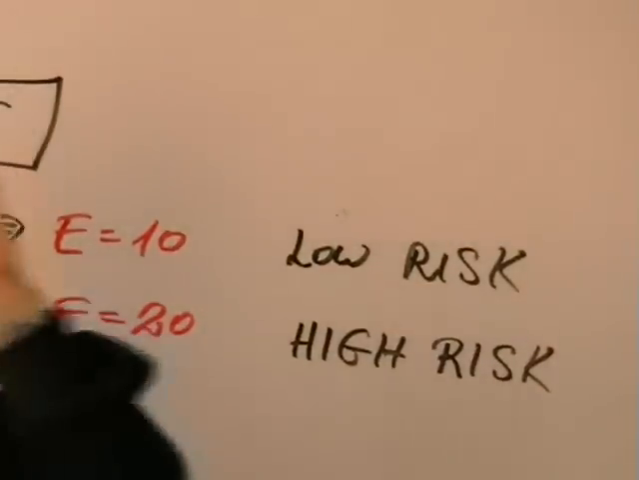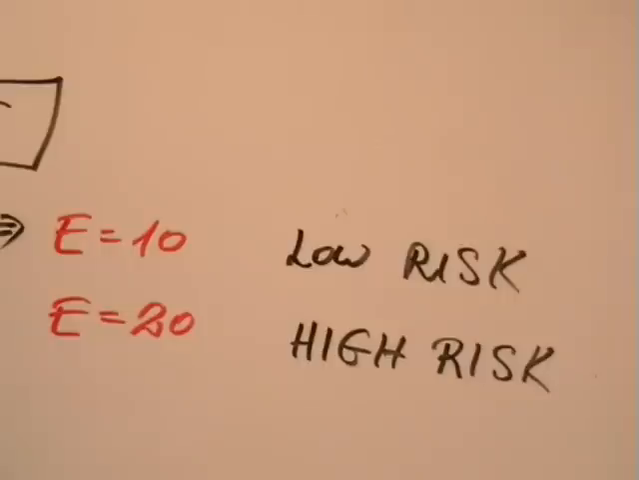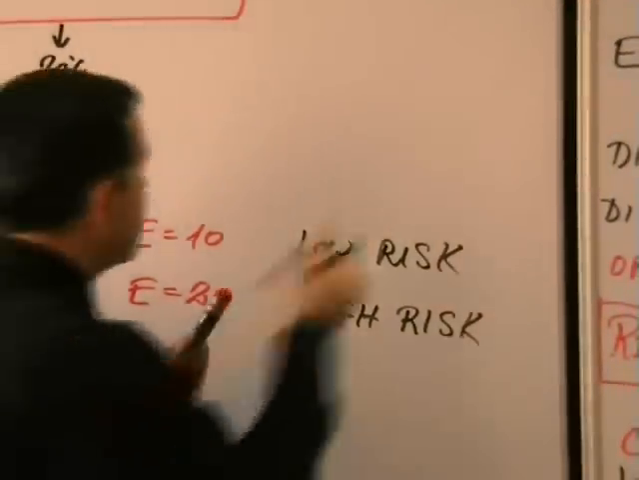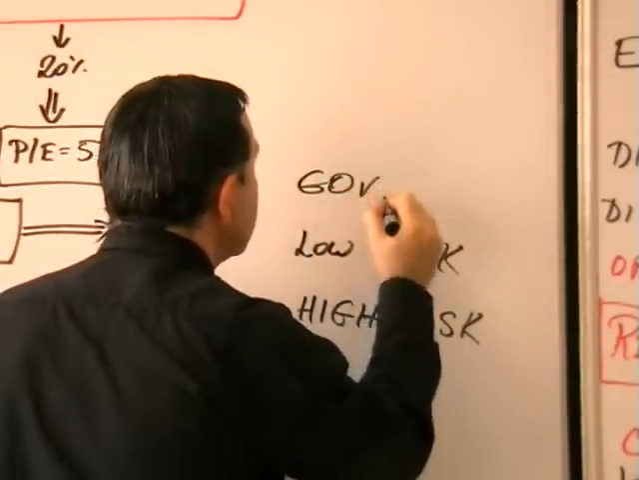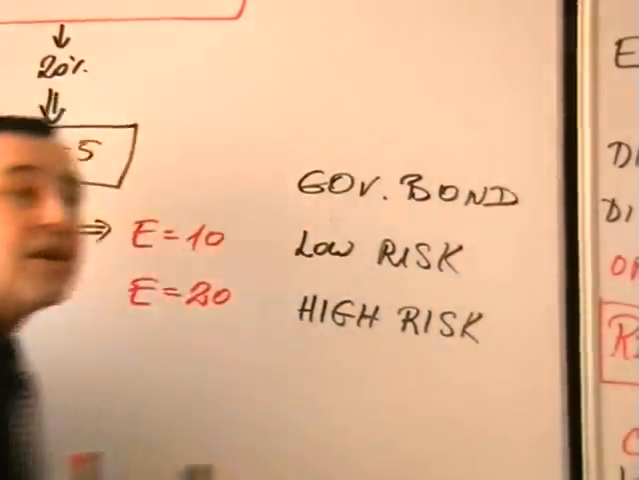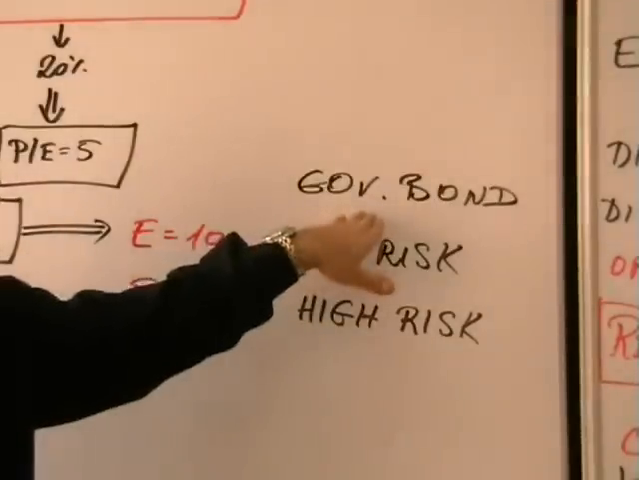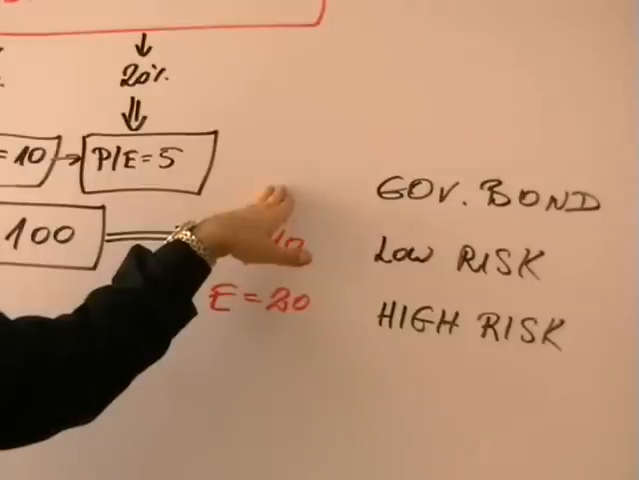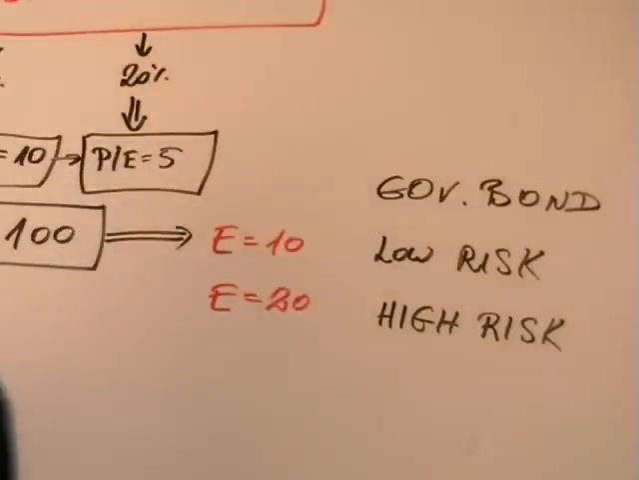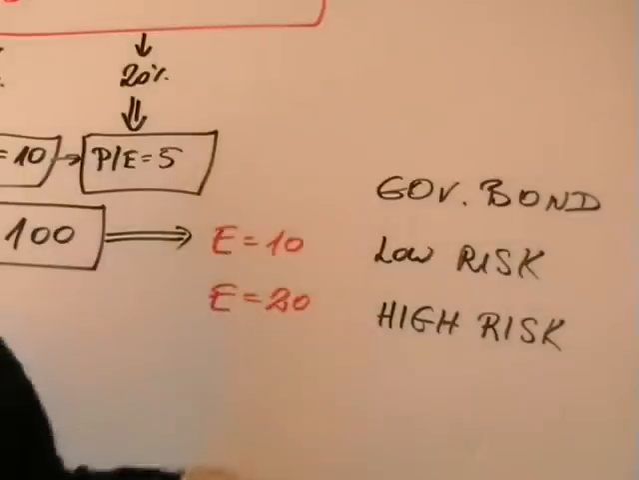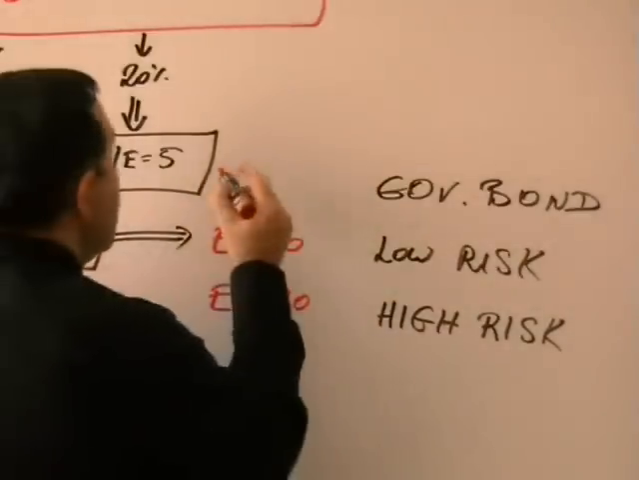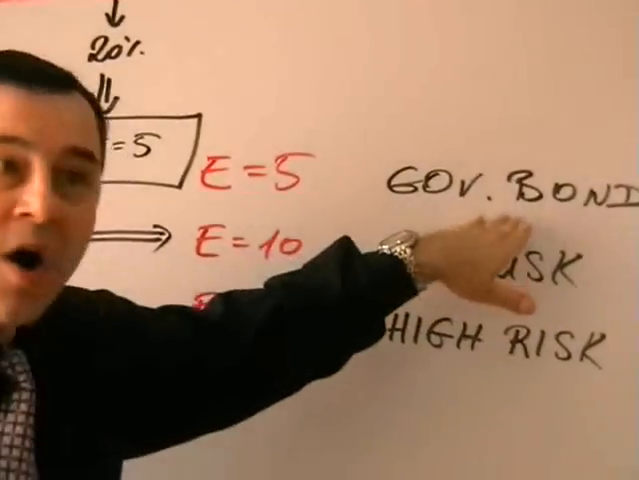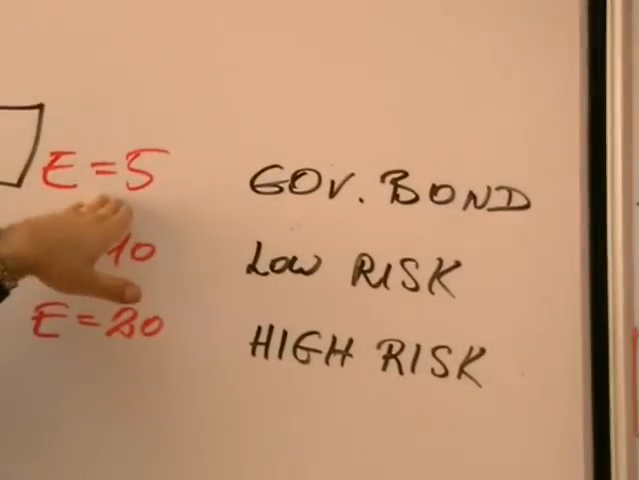Let's explain this one step further to understand it better. What if this is zero risk, which I will just call a government bond? When there's a government bond and risk is zero, how much am I going to be willing to accept today? Five, meaning the risk-free interest rate, the government yield today about 4 or 5%. So earnings is 5. So a government bond provides the floor on earnings.